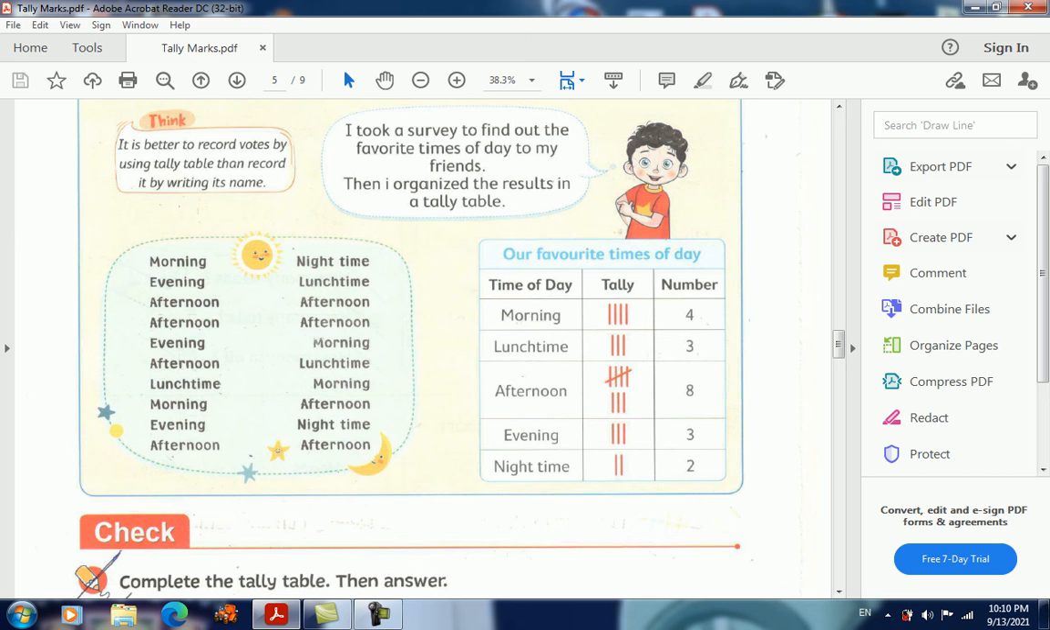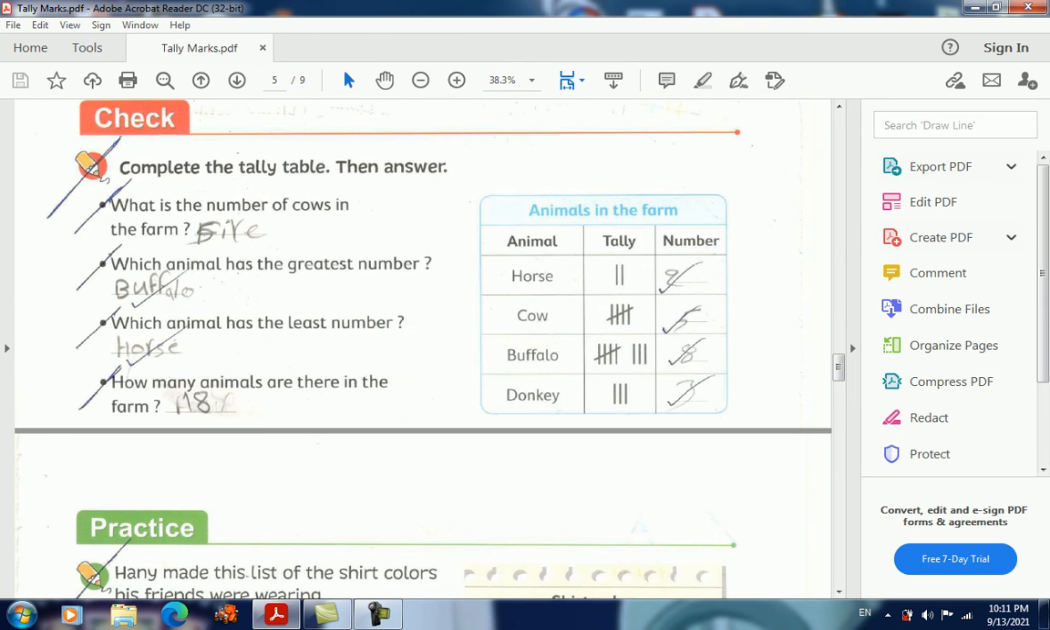Then I make a tally cell and then the number. I just count the word morning. How many times did this word appear on the left? In our case it was 4 times. So I draw 4 vertical sticks corresponding to 4. At lunch time it appeared 3, so I draw 3 sticks and write 3. Afternoon appeared 8 times, so this means a stack of 5 and an extra 3, so the total is 8. And the evening, we count them, we found 3 sticks corresponding to 3, and then night time, 2 sticks with 2.